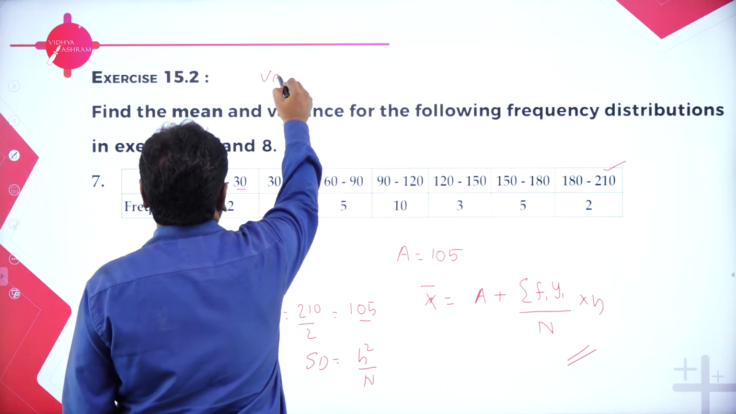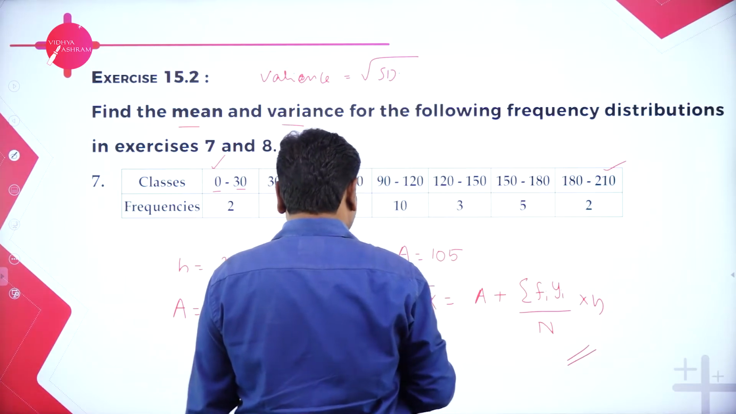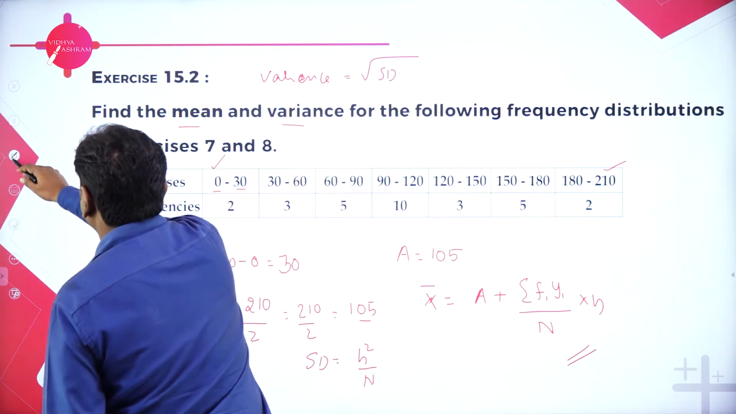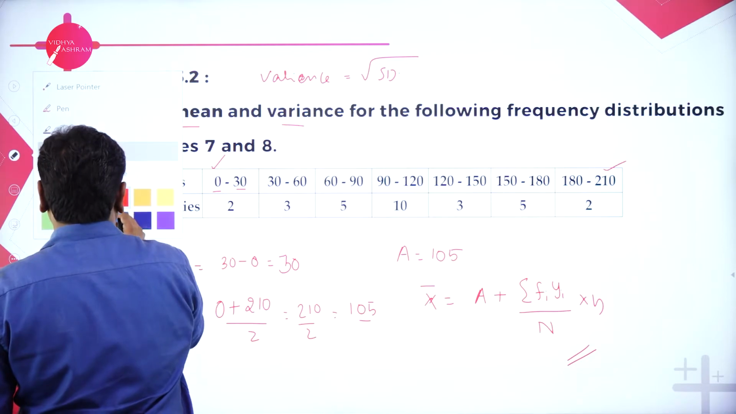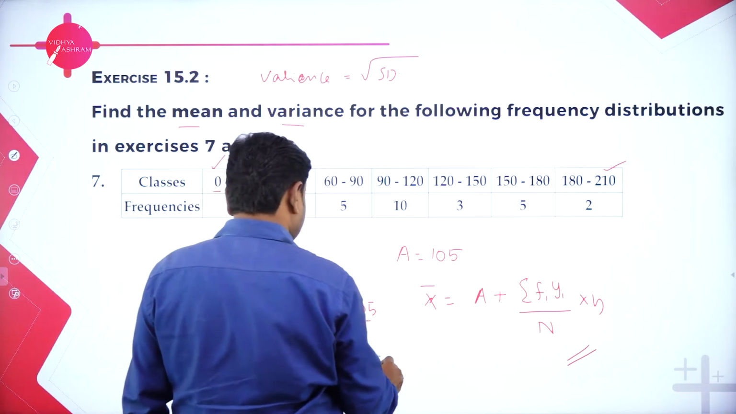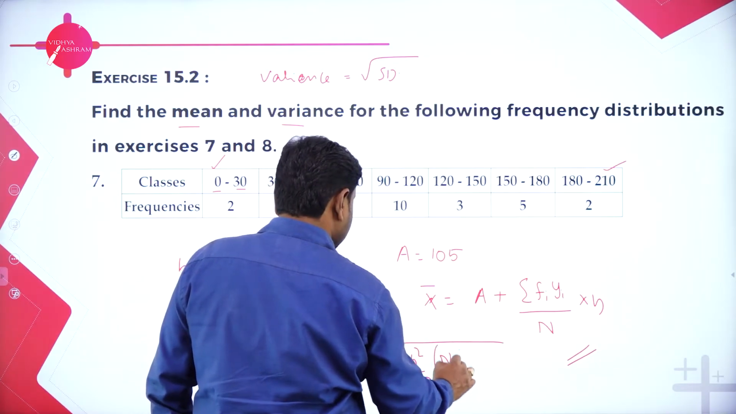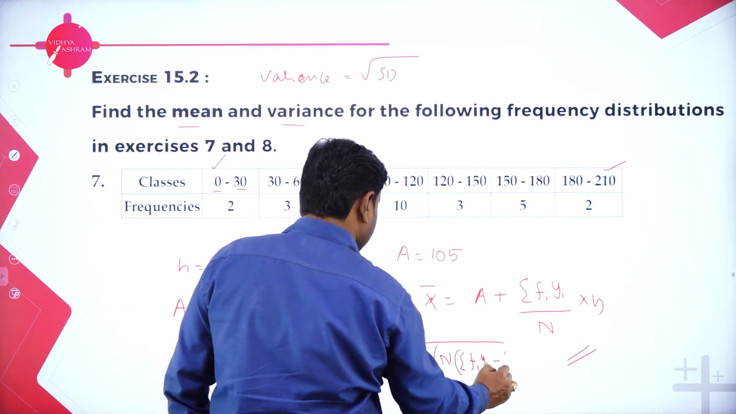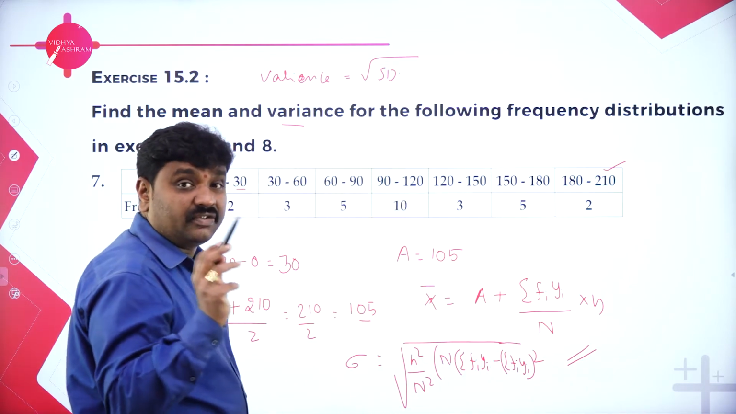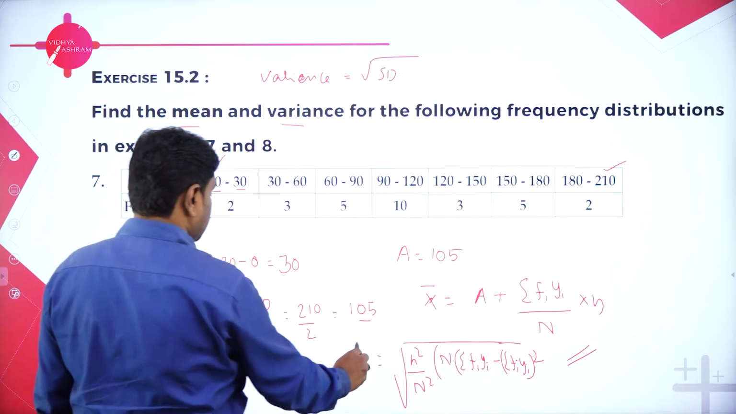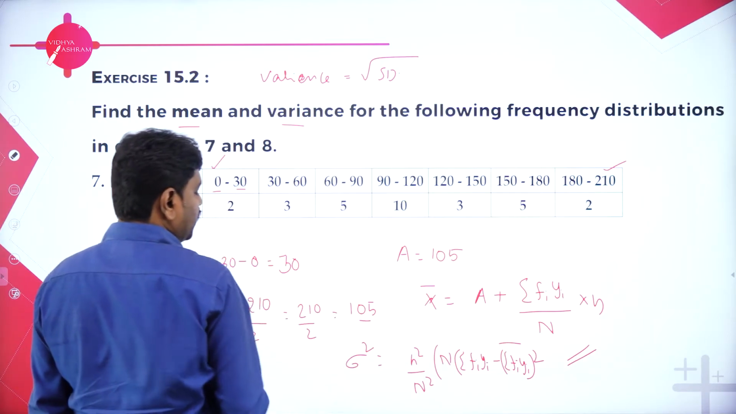Dear students, standard deviation is the root of variance. So for variance, whatever formula you have learned for standard deviation, write the same formula and remove the root. First let me write the standard deviation formula: sigma is equal to the square root of h square by n square, n into sigma fi yi square minus sigma fi yi, the whole square. This is the standard deviation formula, but we need variance. Variance means the square of this, sigma square. When you square this, the square root goes off.